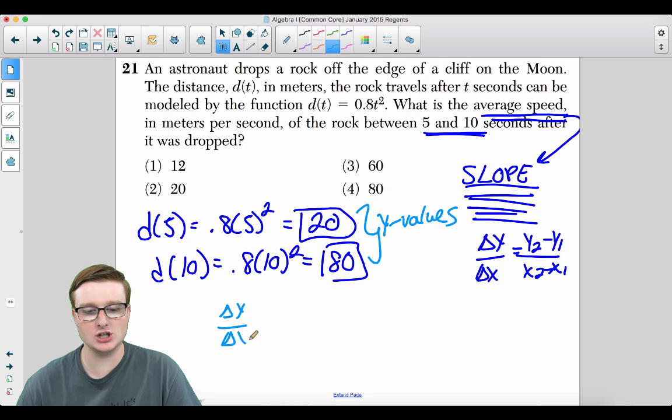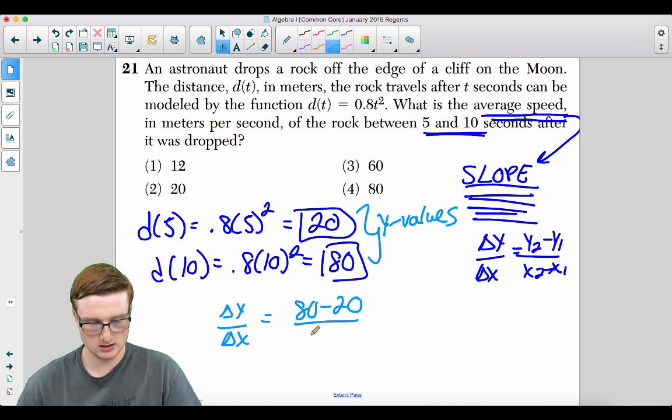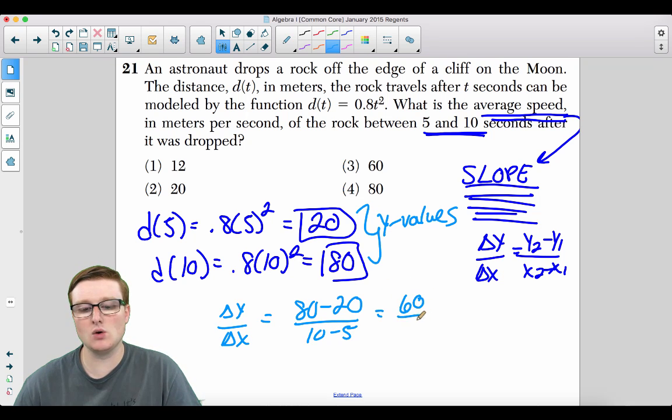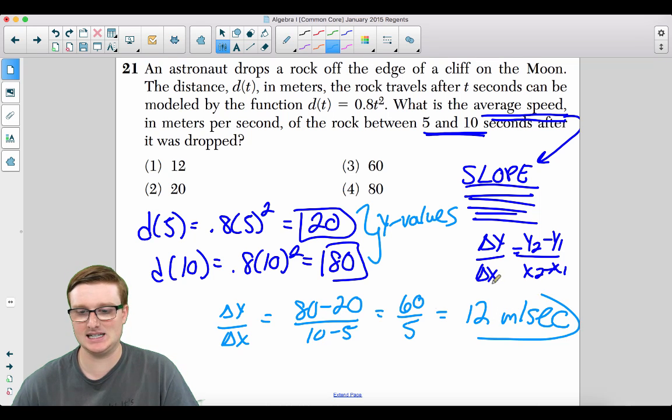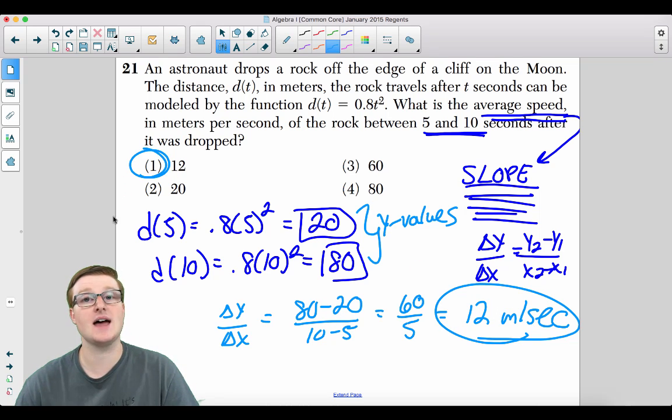Change in y over change in x is equal to 80 minus 20 over 10 minus 5. That is equal to 60 over 5, which is equal to 12 meters per second. And that is going to be choice 1. That is the slope between those 2 points.